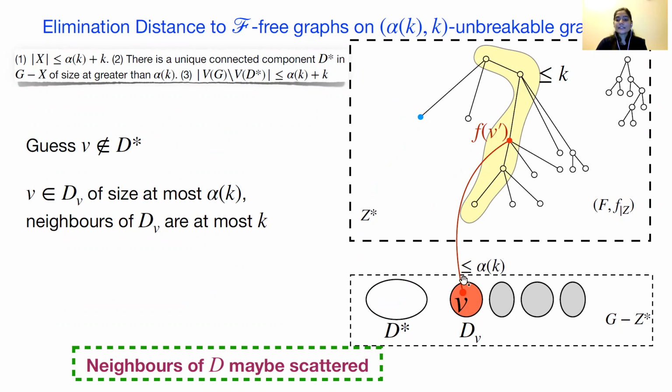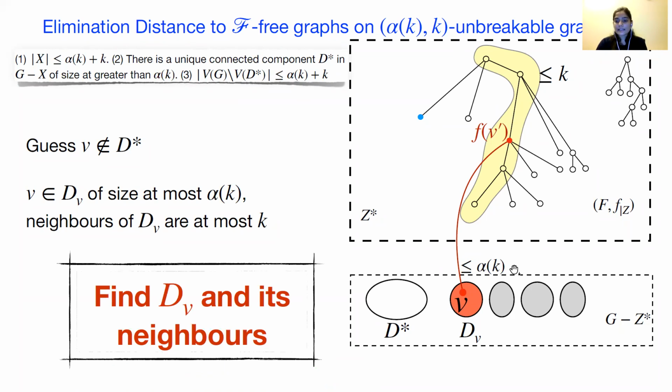So what we have is that V is part of some small connected component, and small means the size of this connected component is at most alpha k. By our other properties of elimination distance, and the K and C decomposition, we have that the neighbors are contained in one root to leaf path, and therefore they are at most K.